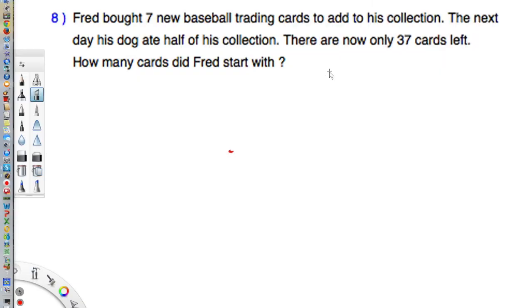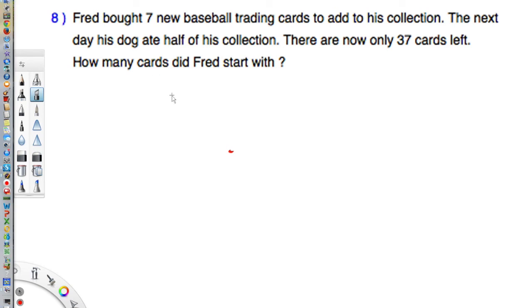Okay, this is a good one. I like this. Fred bought 7 new baseball cards to add to his collection. The next day, his dog ate half of his collection, so he increased his collection by 7, and then that total was cut in half because the dog ate half of it. There are now 37 cards left. How many cards did Fred start out with?